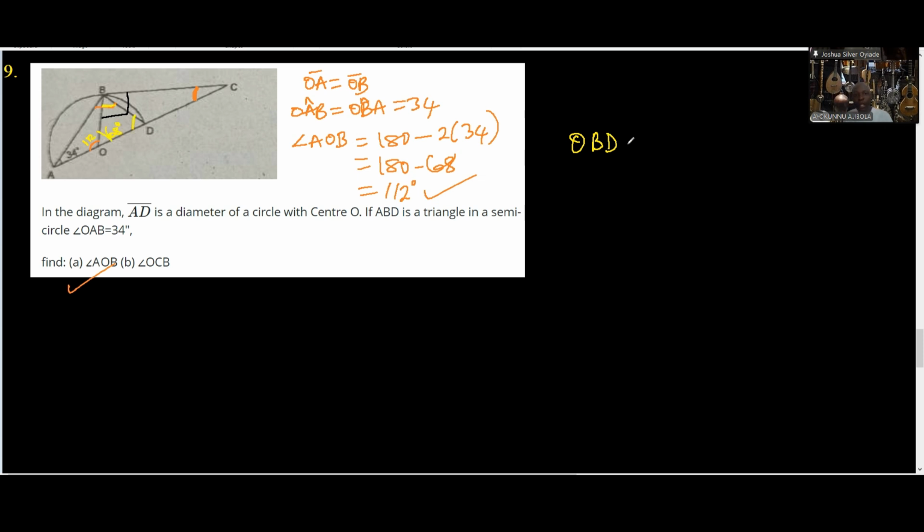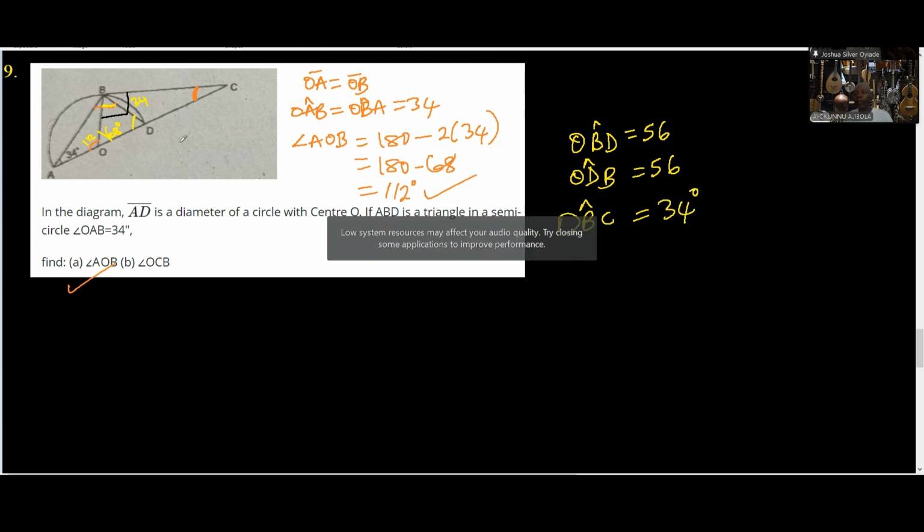So it's still the same thing. We can say angle OBD is 56 and angle ODB is also 56. Having known that, we can get this one to be 34 because of a tangent, angle DBC. DBC is 34 degrees. If you add 56 and 34, you get the 90 of the tangent there.